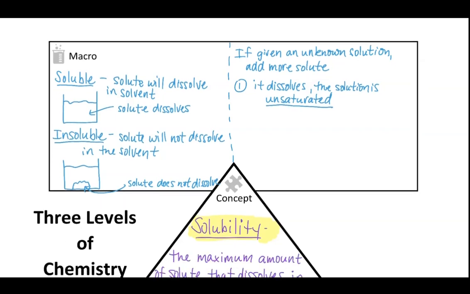So what we're going to wind up with as a macroscopic representation of this is what our soluble macro picture looks like. We're going to see that one phase, our homogeneous solution. Our other option is if we add more solute and it does not dissolve, then the solution that you started with is saturated.